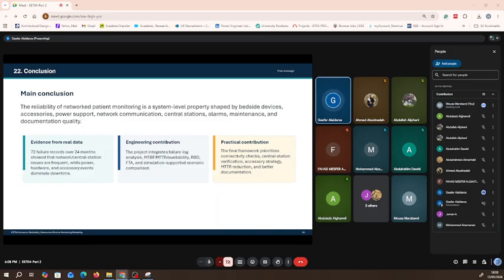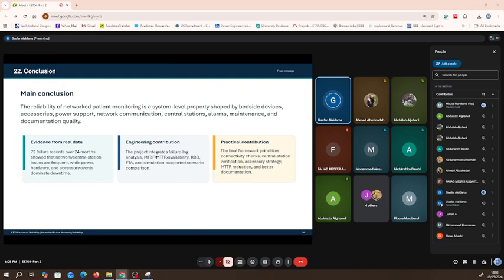Main conclusion. The main conclusion of this project is that reliability of network patient monitoring is a system level property. It is shaped by bedside device, sensors and accessories, power support, network communication, central station, maintenance practice, and documentation quality.